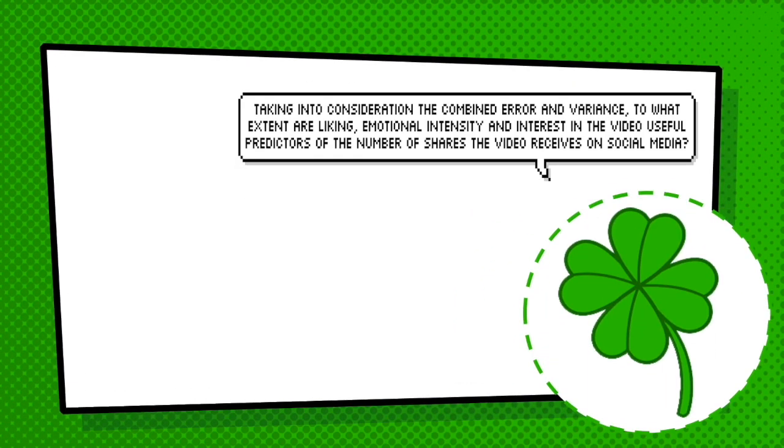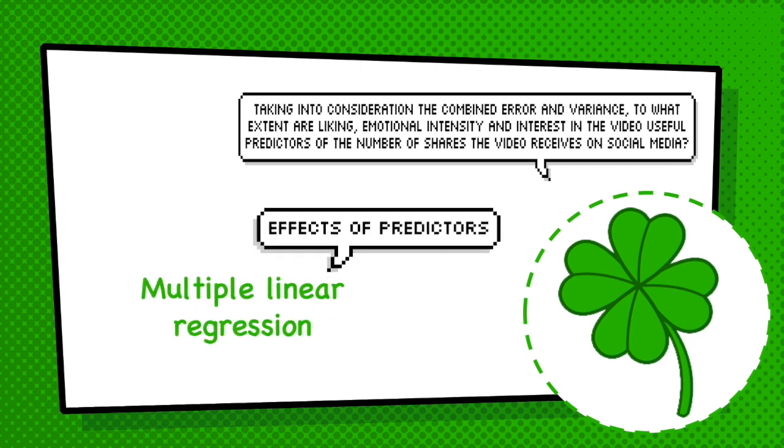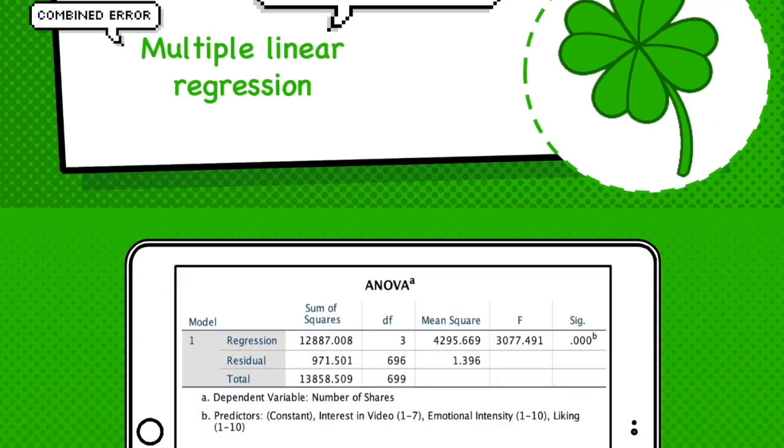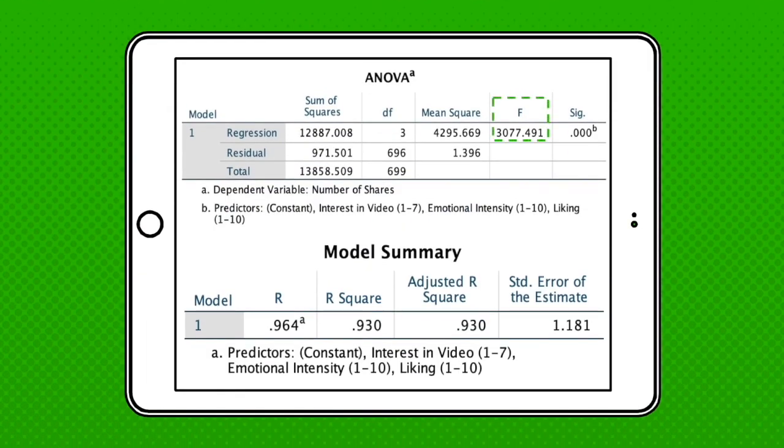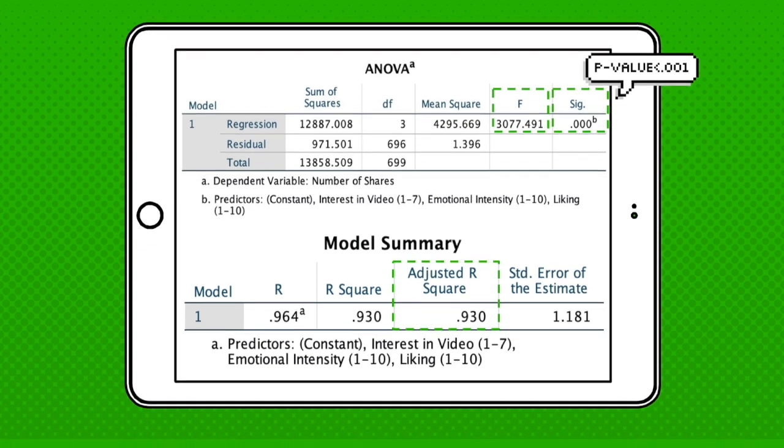Here, we use these three variables as independent variables to run multilinear regression, which can not only tell the effect of every single predictor on the number of shares, but also capture the combined error and deviation. The model works well with a great f-value and p-value smaller than 0.001. The adjusted R-square shows 93.0% of the overall variance is accounted by the model.